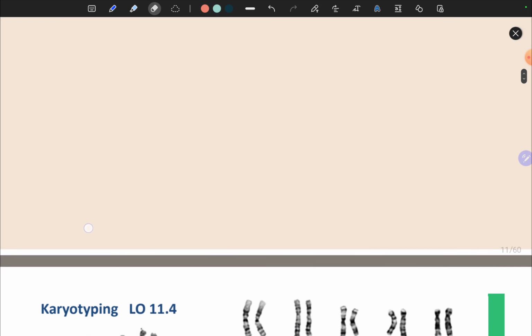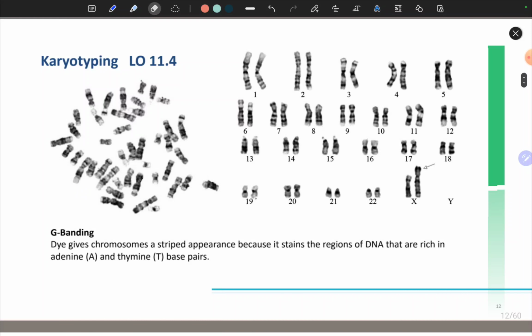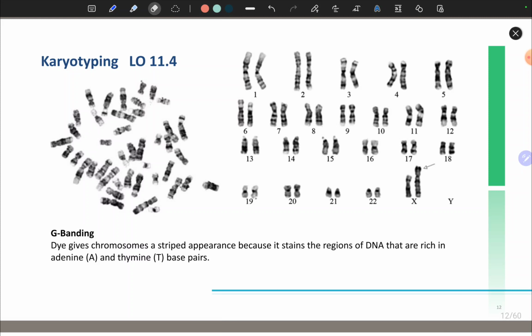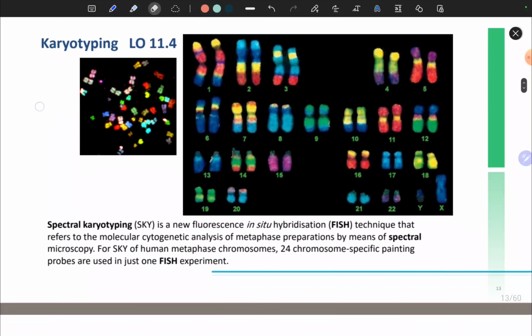So here we have the G-bands. G-banding is black and white shades. The dye gives the chromosome a striped appearance because it stains regions of DNA that are rich in adenine and thymine base pairs. So here, this is the G-bands. Or the more advanced form, which can be done now, we call it the spectral.